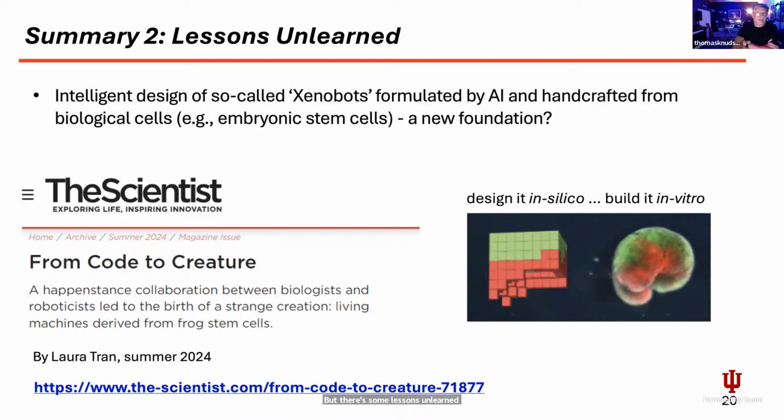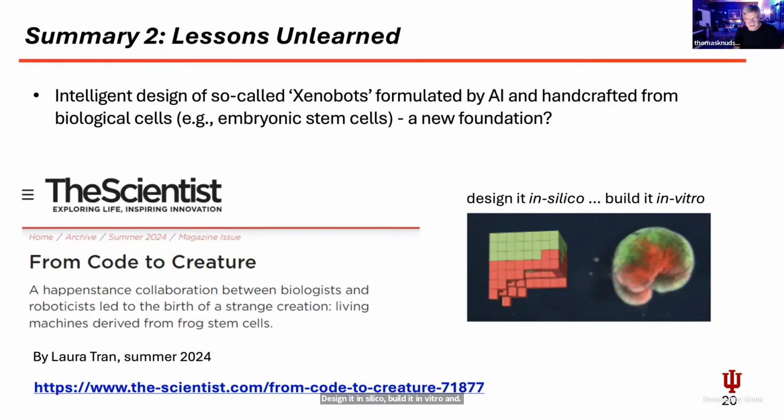This is a pretty cool example of intelligent design of what's called xenobots that are formulated by artificial intelligence and then handcrafted from biological cells, such as frog stem cells, embryonic stem cells. There was a spotlight of Mike Levin's work in this called Code to Creature. What they're doing is they're modeling or designing artificial life in the computer, and then they're building it, in this case, using frog stem cells, the brain. I'm not sure what the green cell type was, but they make predictions in silico, just like engineers working on the 747 built the 747 in the computer before they ever built the plane and tested it for all sorts of parameters. And so, this is sort of that code to creature view of design it in silico, build it in vitro, and apply it in vivo.